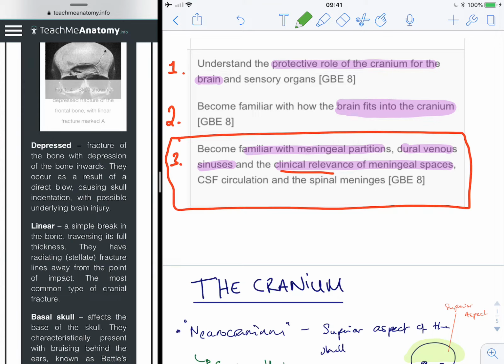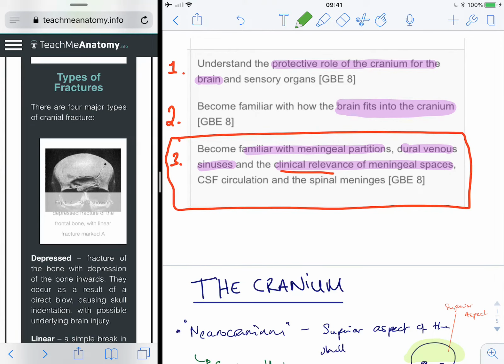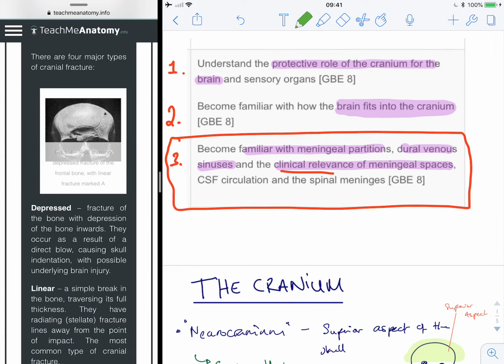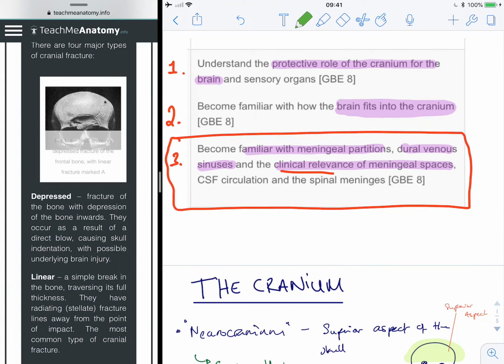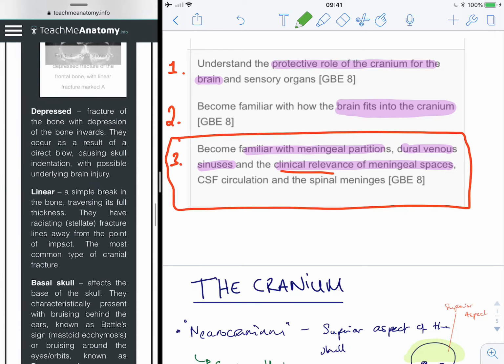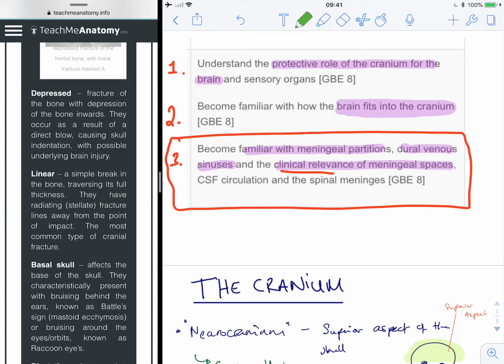Anyway, so fractures. There are four main types of cranial fractures. Depressed fractures, which is a fracture of the bone with depression of the bone inwards towards the brain. They occur as a result of a direct blow causing skull indentation with possible underlying brain injury. A linear fracture is a simple break in the bone, traversing its full thickness, so all the way through. They have radiating stellate fracture lines away from the point of impact, and are the most common type of cranial fracture.